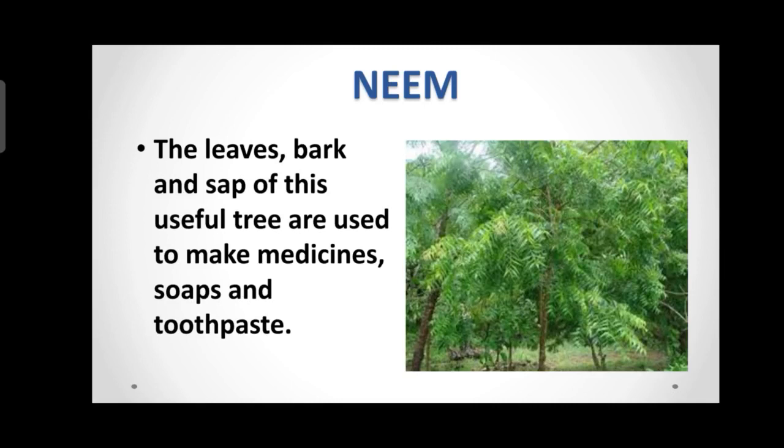In the picture, you are able to see the neem tree. The leaves, bark, and sap of this useful tree are used to make medicines, soaps, and toothpaste. Flowers, fruits, twigs, and roots are also used to make so many other products.